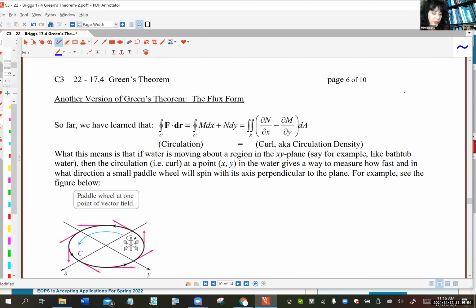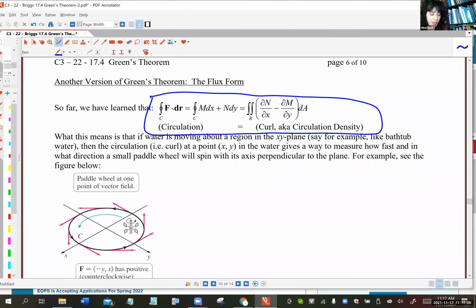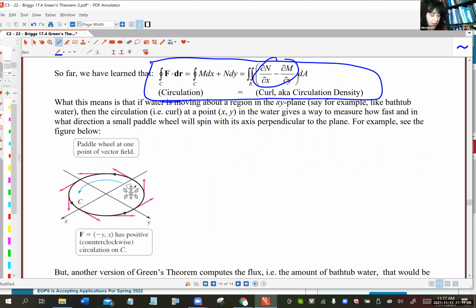Okay, so what is it? What do you know already? So here's your version of greens that you guys already know. Okay, it's sort of the circulation form. Why is it known as the circulation form? And then this thing here is curl. We'll learn about curl Friday.